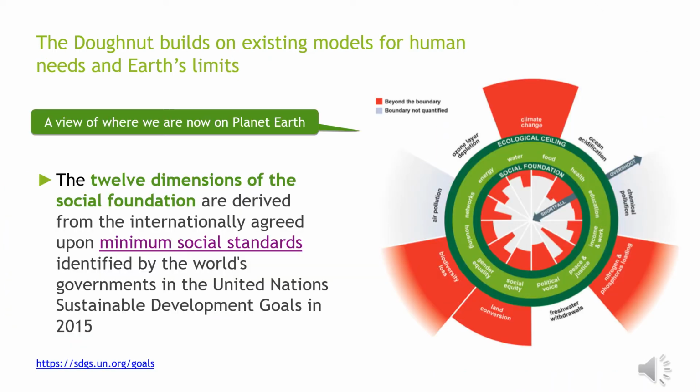12 of the goals identified by the United Nations include no poverty, zero hunger, good health and well-being, quality education, gender equality, clean water and sanitation, affordable and clean energy, decent work and economic growth, industry, innovation, reduced inequalities, sustainable communities, and responsible consumption and production.